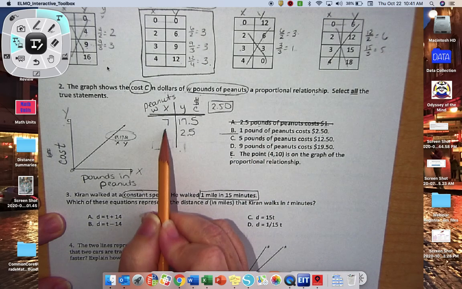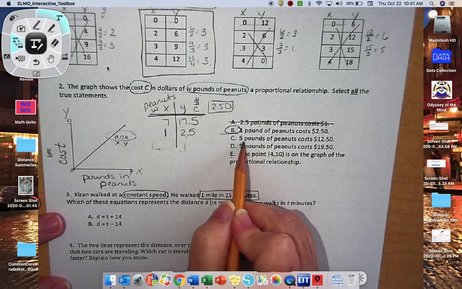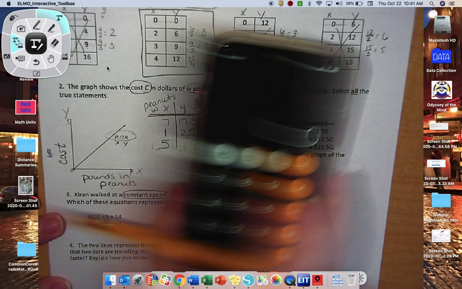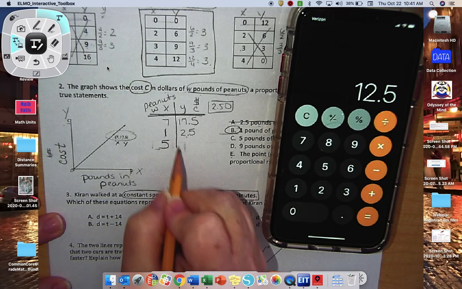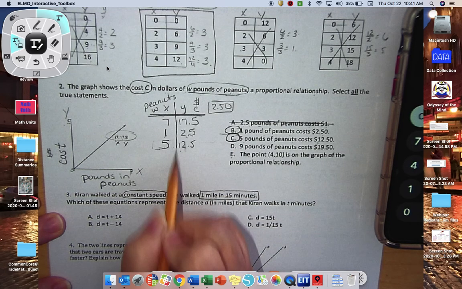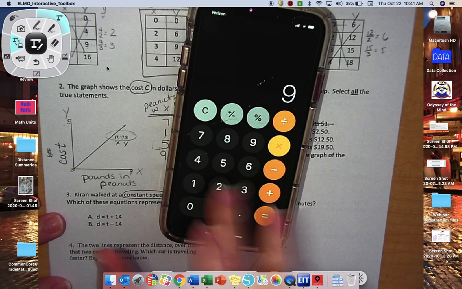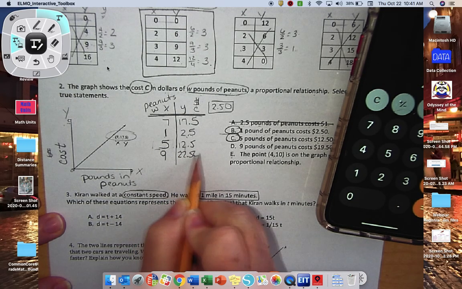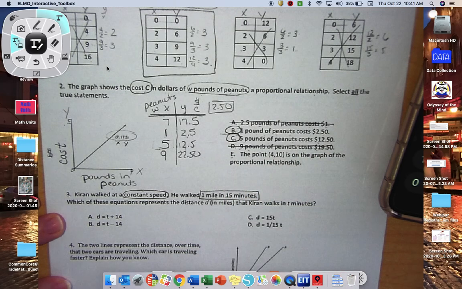Okay. Now the next one says 1 pound of peanuts. Here's my 1 pound of peanuts. Costs $2.50. And sure enough, we know that that is a true statement. 5 pounds of peanuts cost $12.50. Well, we have to figure that out. If I have 5 pounds of peanuts and each pound costs $2.50, I end up getting 12.5, which is the same thing as $12.50. So that is correct. The next one says 9 pounds of peanuts. So I'm going to do the same thing. 9 times 2.5 for $2.50. I get $22.50. You'll notice here 9 pounds of peanuts tells you that it costs $19.50. That one doesn't work.